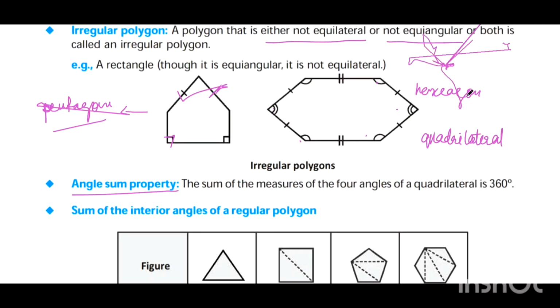How much? Equal to 180 degrees. Okay, equal to 180 degrees. For a triangle, the angle sum property tells us that all the angles add up to 180 degrees. Similarly, for a quadrilateral, the angle sum property says that the sum of the angles is equal to 360 degrees.